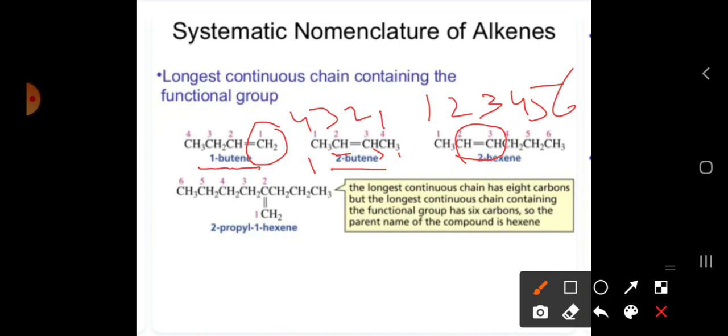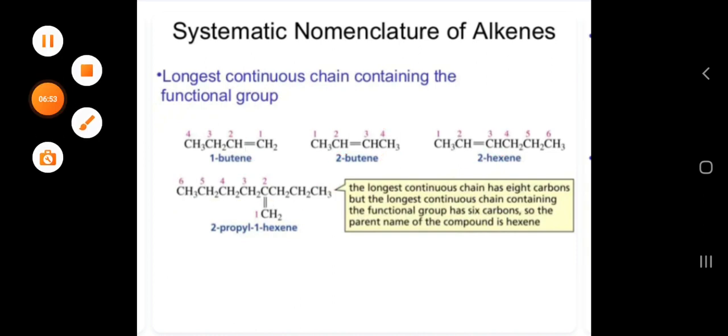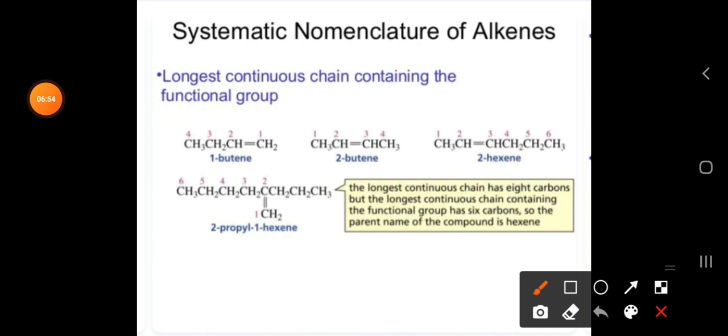And if you take the next one, see here the chain is long. 1, 2, 3, 4, 5, 6, 7, 8, 9. Total 9 carbons we are having. And here a double bond CH2 is present. So generally, see here 1, 2, 3, 4, 5, 6, 7, 8. So this chain contains a total of 8 carbons and 1 double bond CH2.